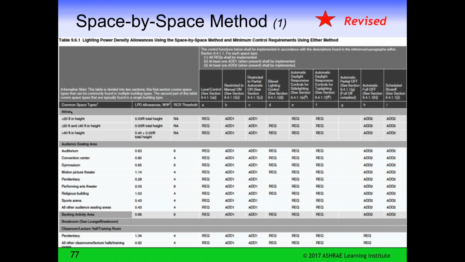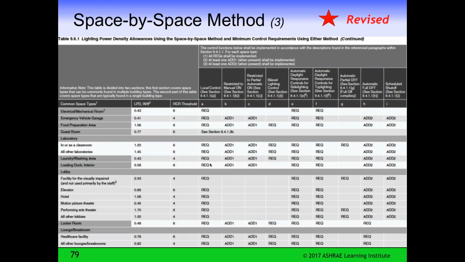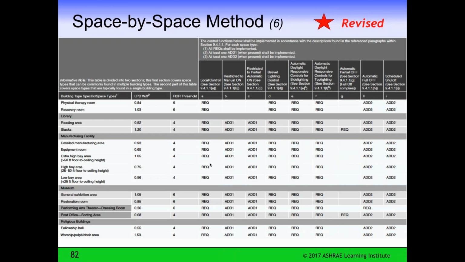So here we have 6 different tables showing you the lighting power density allowances in watts per square foot, the room cavity ratio or the room shape allowances, which essentially, if you have a strange shape that's hard to light, you get an extra 20% of lighting power added. So here are the various lighting power densities on the left, and then all of the control requirements that are on the right-hand side. Here's the first set of spaces, second set, third set, fourth set, fifth set, sixth set.